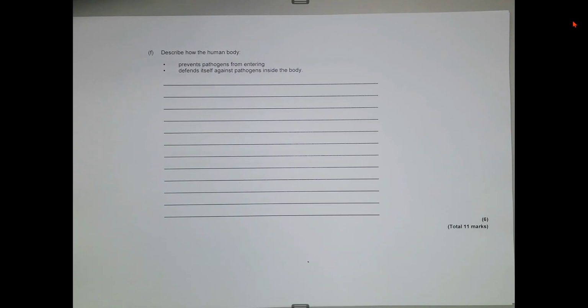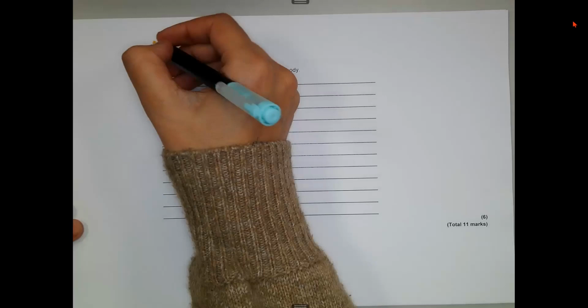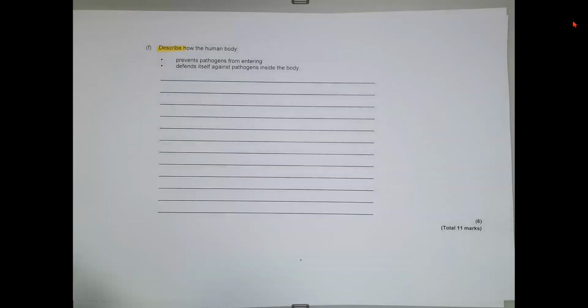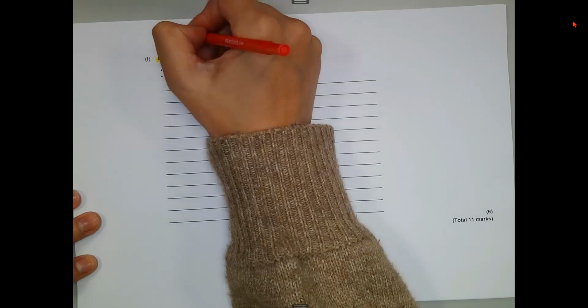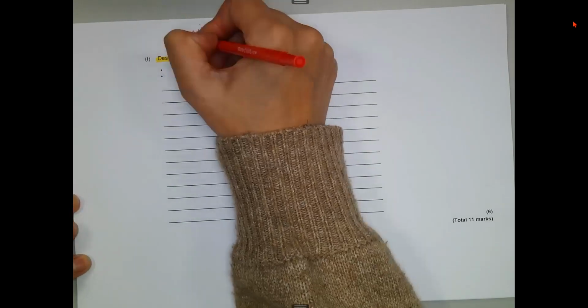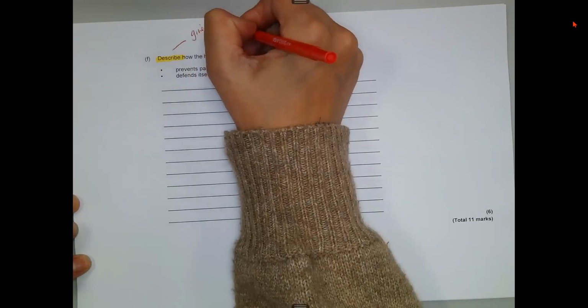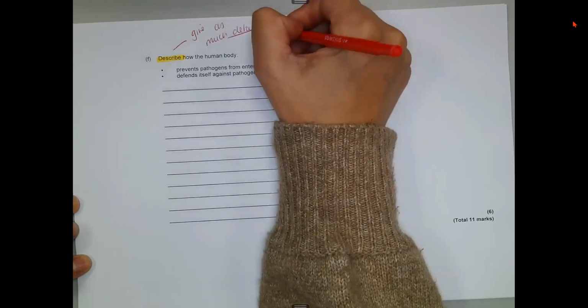F is a question. So describe how the human body prevents pathogens from entering and defends itself against pathogens in the body. When we describe something, we are to give as much detail as possible.